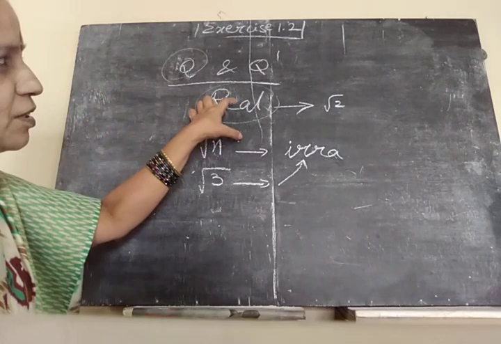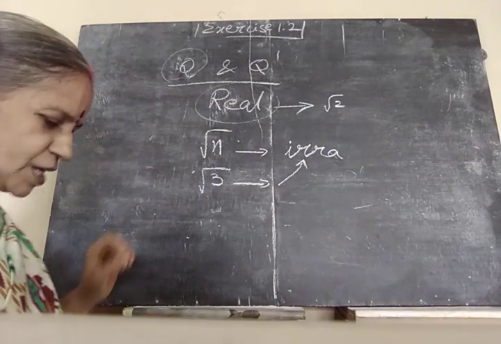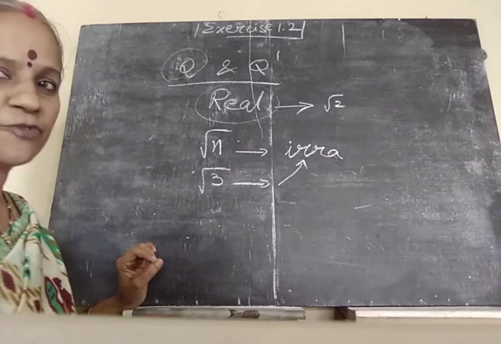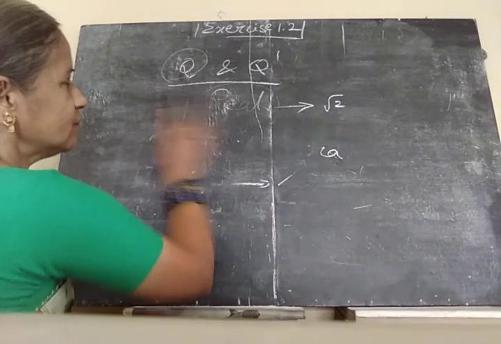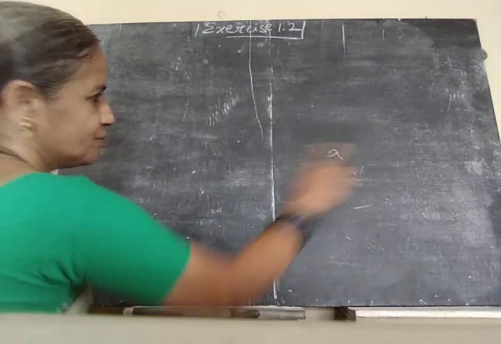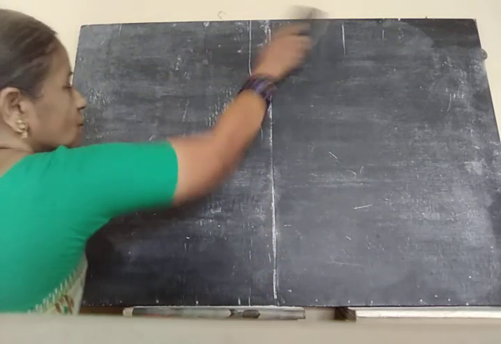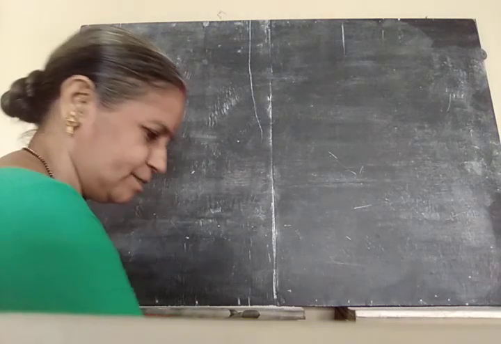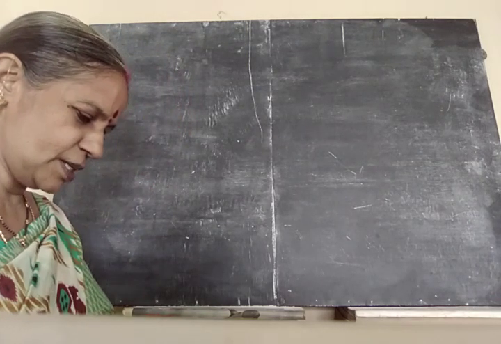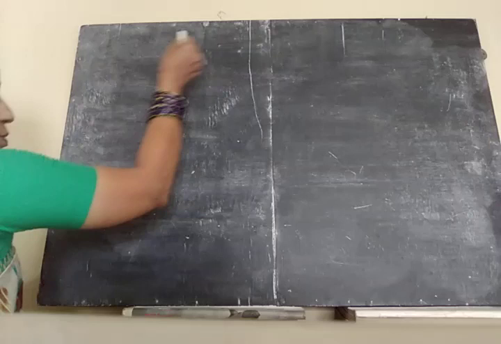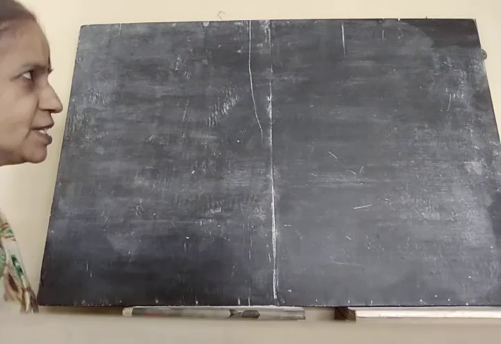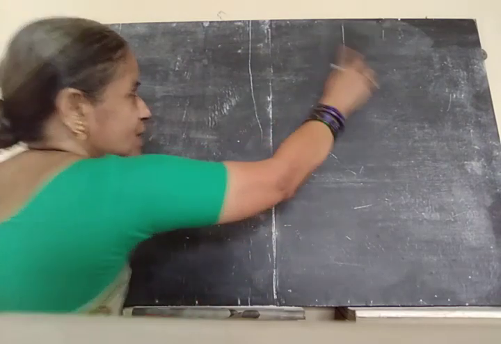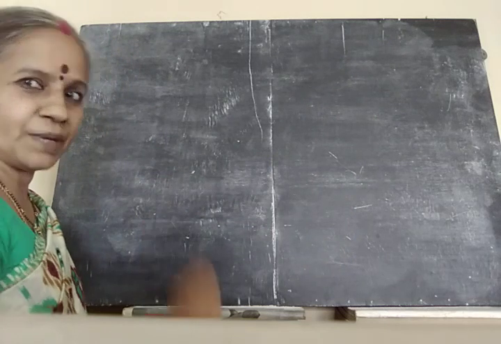Rational numbers are also real numbers. So "all real numbers are irrational" is false. Understood, children? Now, see, locate. All the real numbers means the numbers we can represent on the number line.